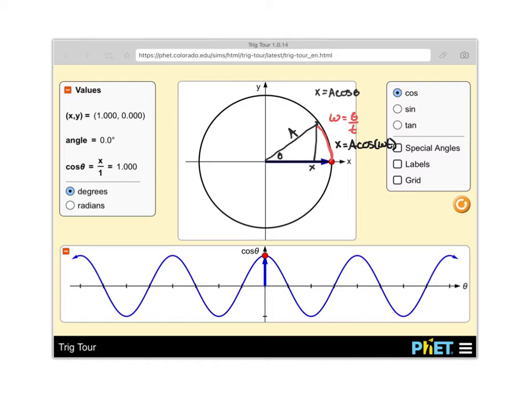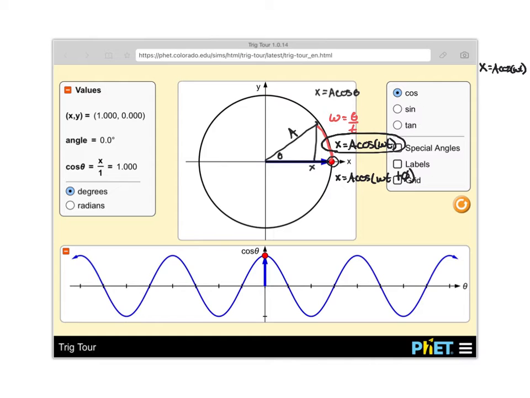Sometimes you'll see this written with a phase angle in it, taking into account the idea that you might not start at x equals 0 initially. But we're going to worry about this relationship up here. We're going to assume we're always going to start with our cosine of 0 equaling 1, rather than having x start at someplace other than the position right here. Alright, so we've written down the idea of position as a function of time.